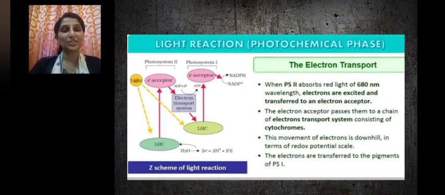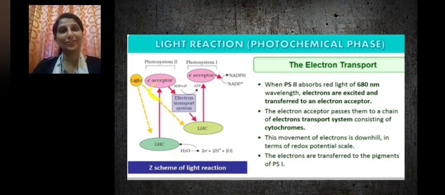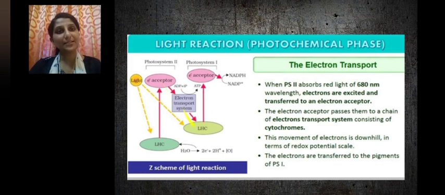So what is photosystem 1? It is the photosystem in which the reaction center is P700. So once again, let's complete the slide. The light which has the wavelength 680, that is the red region of light, is absorbed by the light harvesting complex, and in the reaction center the electron gets excited and is accepted by an electron acceptor. The electron acceptor then passes the electrons downhill to the electron transport chain, which is made up of cytochromes. And the electron is finally taken up by photosystem 1.